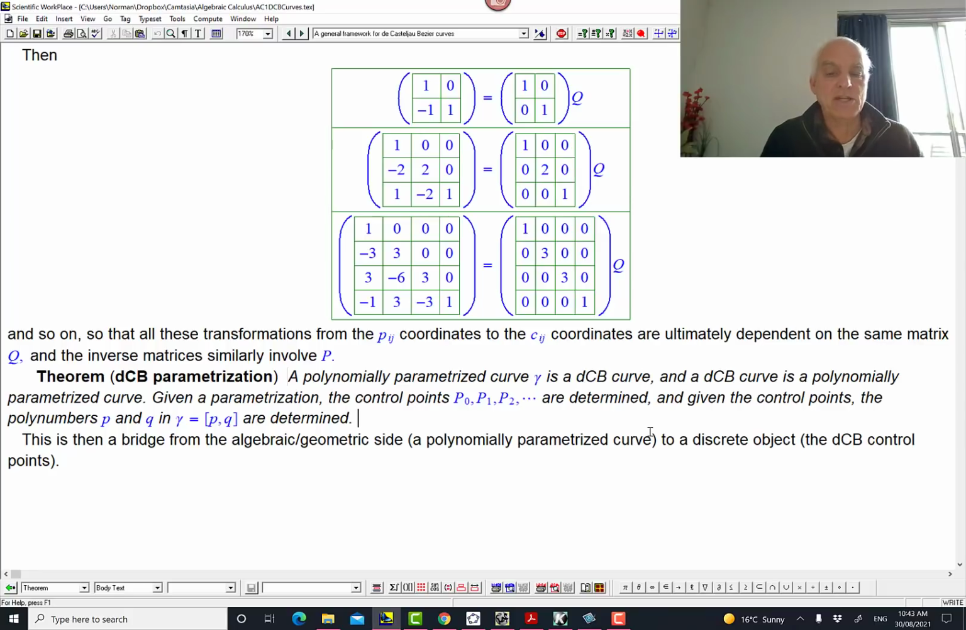Okay, so this is a great starting point. We're heading towards all kinds of interesting investigations about the geometry of these DCB curves, which I claim is really at the heart of calculus. And this first lecture is really critical that you understand how we get control of the control points and the relationship with the actual polynumbers that generate a DCB curve.